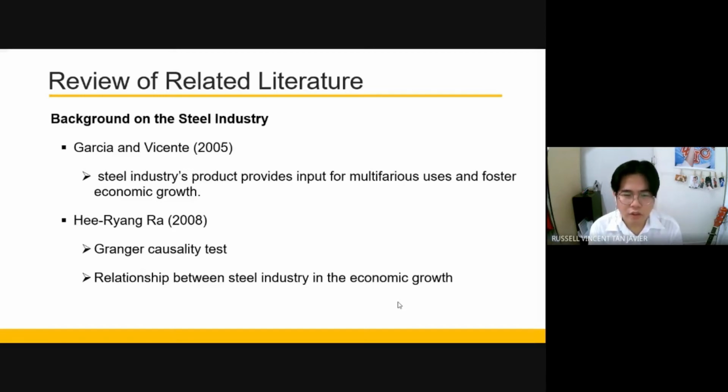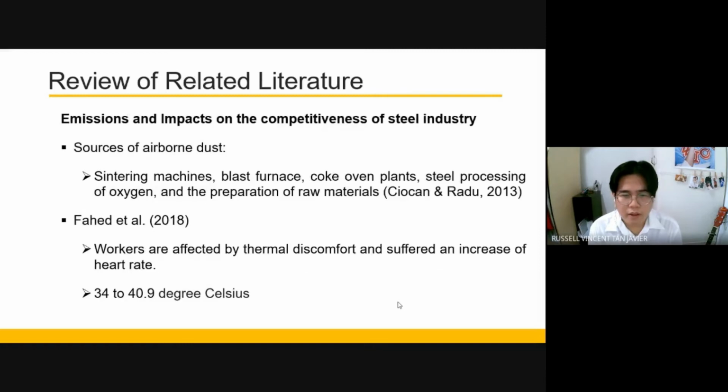And as we look further in our literature review, emissions and impacts on the competitiveness of steel industry is also discussed. So most steel manufacture results in producing dust emissions, and according to Xiaokan and Radu, the significant sources of airborne dust are sintering machines, blast furnace, coke oven plants, steel processing of oxygen, and the preparation of raw materials, which are various steel production processes, and it even shows that the coke plants yield the highest risk, about 3 to 4 times higher.